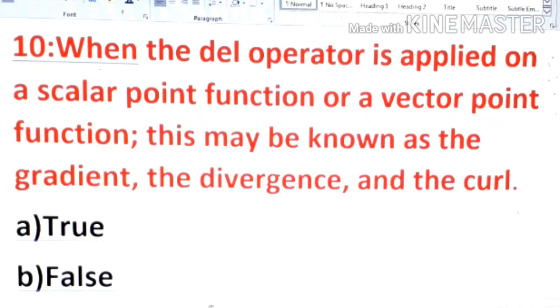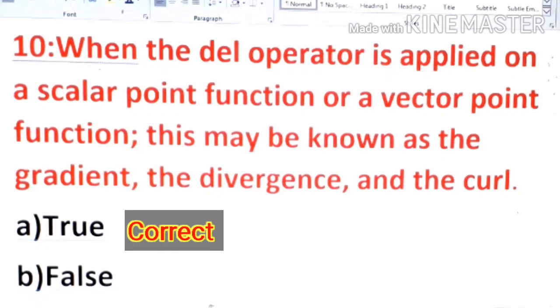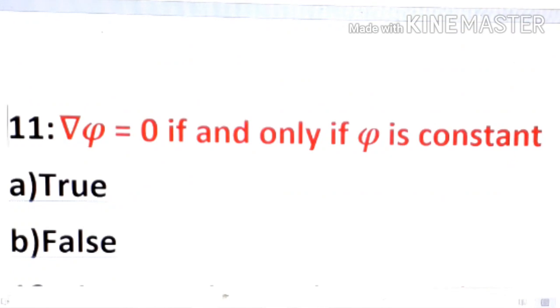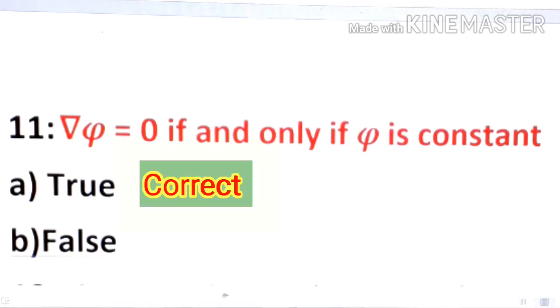When the del operator is applied on a scalar point function or a vector point function, this may be known as gradient, divergence and the curl. Here the correct answer is option A. Del phi is equal to 0 if and only if phi is constant. Here the correct answer is option A, true. This is a true statement.